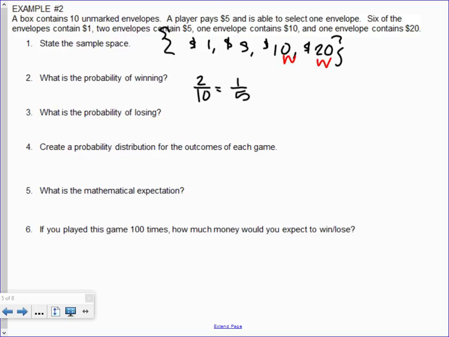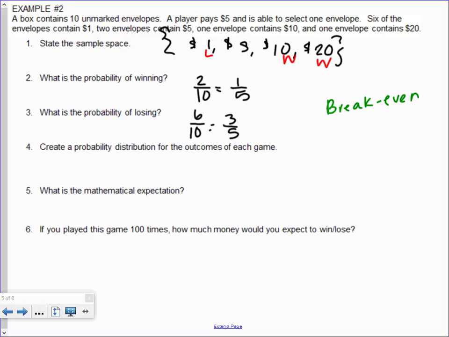What would be your probability of losing? 3/5, you got that from what? 6/10. Those are the $1, so they would be our losses. Now, in this particular example, we have a break-even point. Okay, so that $5 bill is not considered a win or a loss. Be aware that it will show up in your probability distribution as a break-even point.